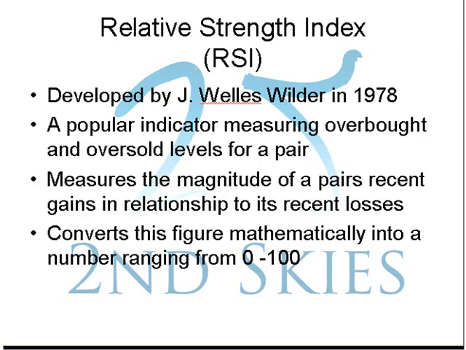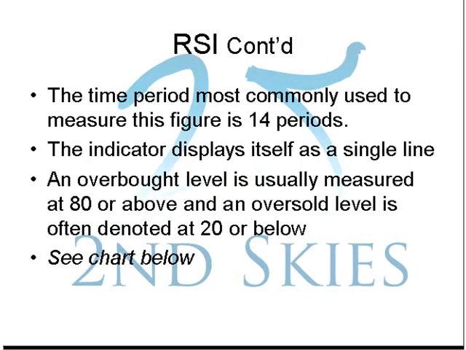The RSI is pretty simple in its design. It measures the magnitude of the pair's or stock's price declines against its gains, or its gains against its losses, and it converts this into a number between 0 and 100. The most common time period used for the RSI is 14 periods, so whether it's an hour chart, daily chart, or monthly chart, it's either 14 hours, days, or months, depending on whatever time period you're using. It displays itself as a single line, so it's very simple in design. An overbought level is usually measured by an 80 or sometimes 70 reading and above, and an oversold level is often denoted by a 20 or 30 reading or below.